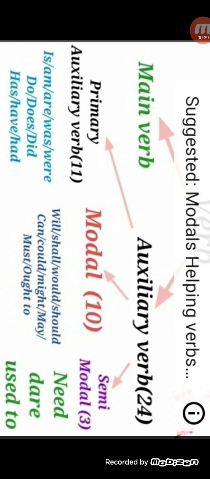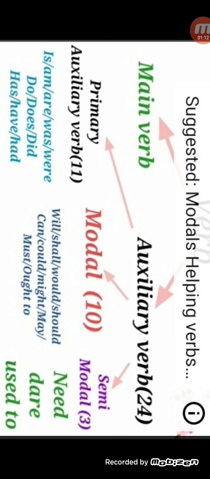As I told you, primary verbs are the verbs which we used in tenses. They are also helping verbs used ahead of your main verb, action words that is. Modal verbs: will, shall, would, can, should, could, might, may, must, ought to. And semi-modals are need, dare and used to. These modals are very rarely used, but they are also called modals.